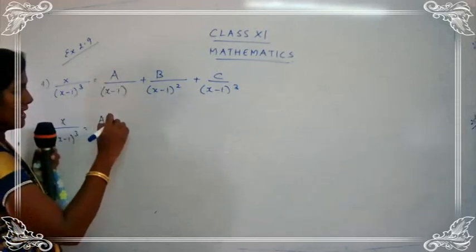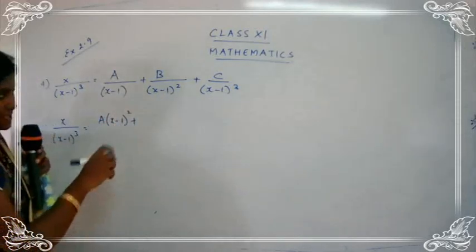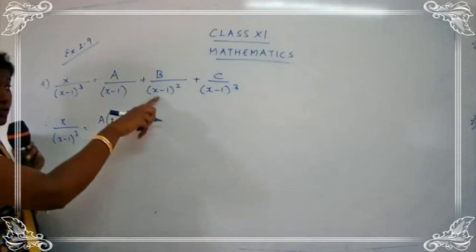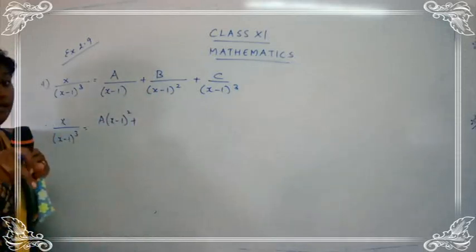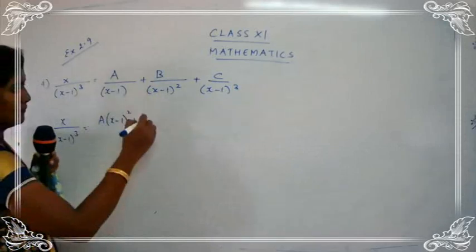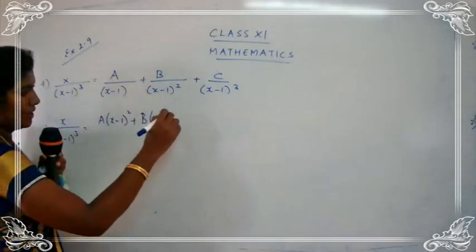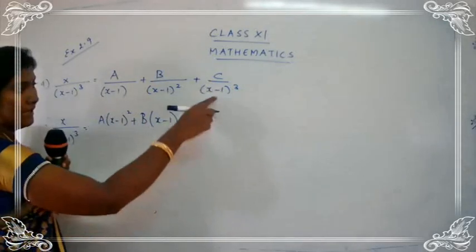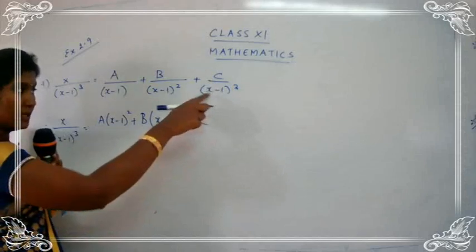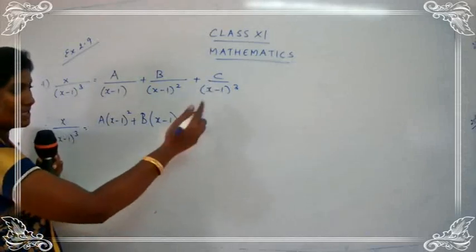So you get here a times x minus 1 the whole square. Plus, x minus 1 the whole square is already present, so you need only x minus 1 in b, giving b times x minus 1. Plus here x minus 1 the whole cube is present, yes children. So just keep c as c.